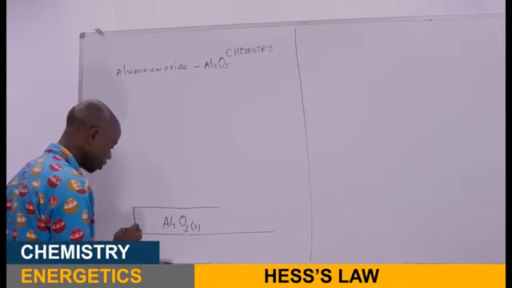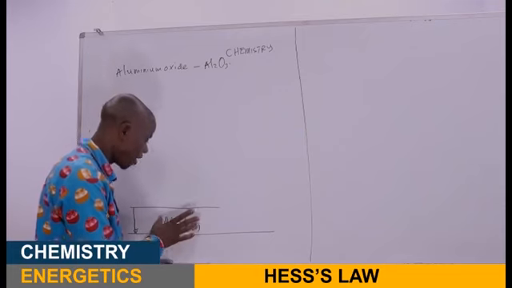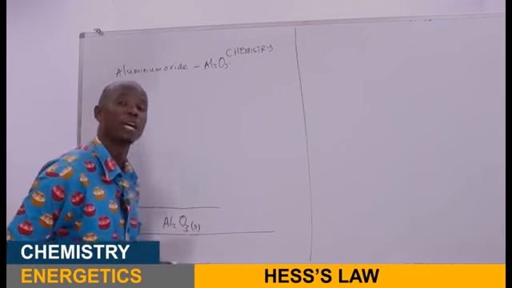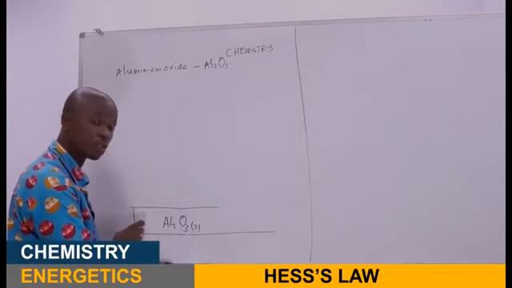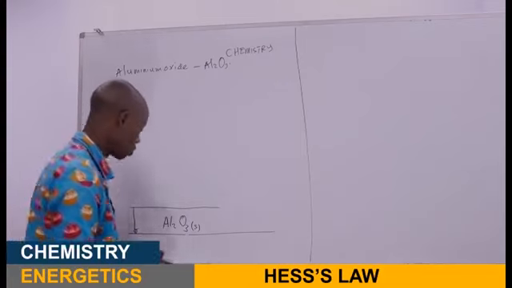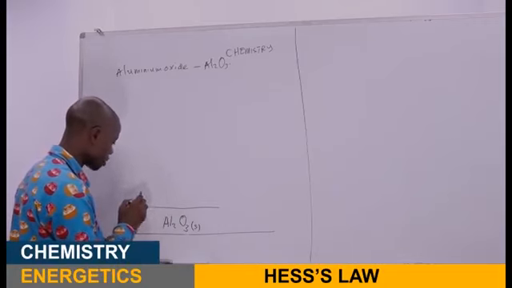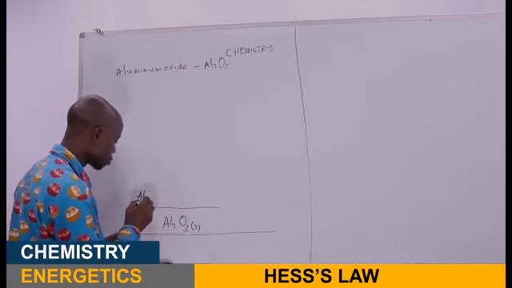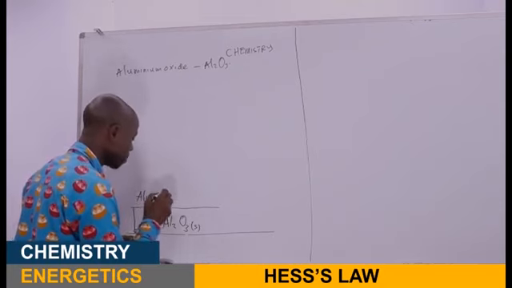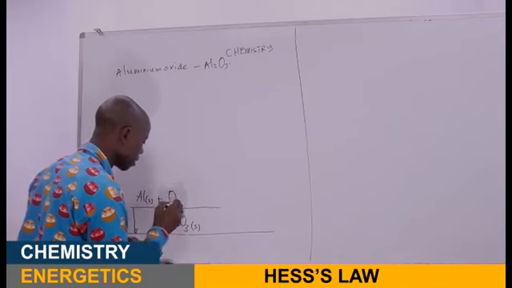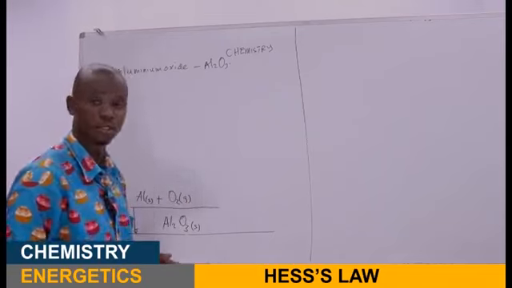The arrow will point downward. Why? Because the enthalpy of formation of aluminum oxide is an exothermic process. That's why the arrow is pointing downward. So we write the elements which make this compound here. This is aluminum, you write solid here, followed by oxygen gas. Those are the two elements.